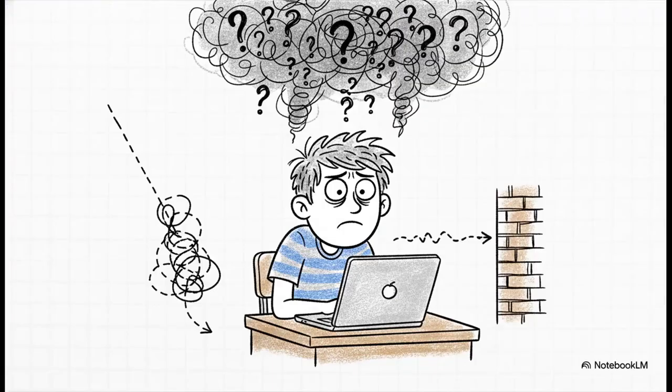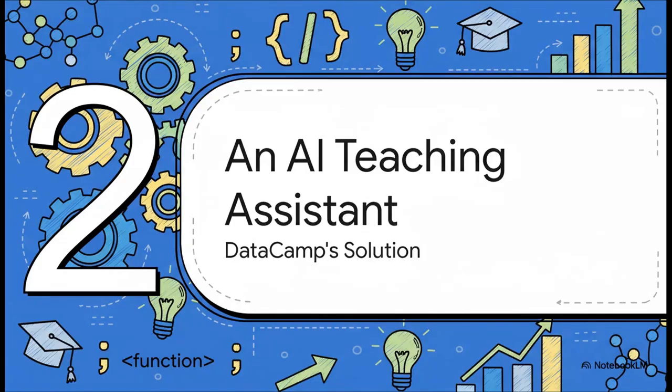See, for platforms like DataCamp, this was a massive problem for a long time. When you're learning something practical like coding, you have to practice. But if every little mistake sends you down a rabbit hole of frustrating Google searches, you lose all your momentum. It totally slows you down, and let's be honest, it just makes you want to close the laptop and walk away. So the big question is, how do you tear down that wall?